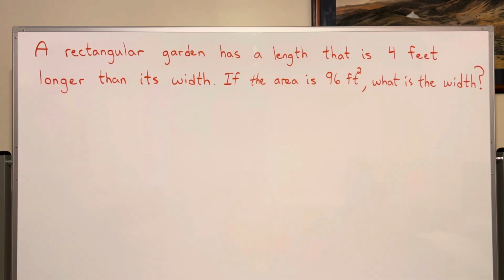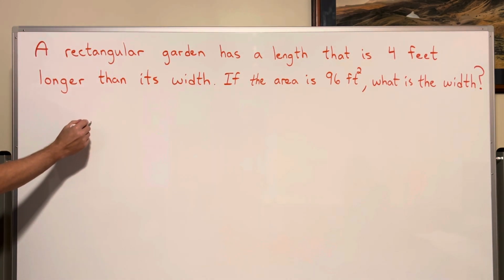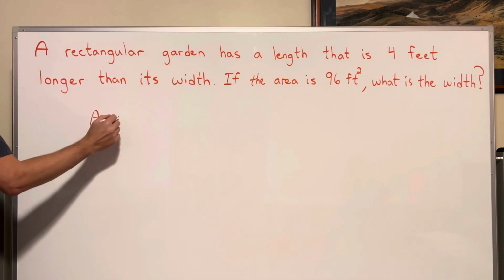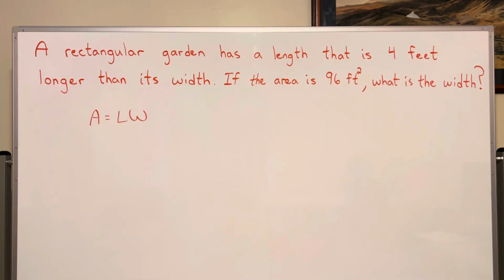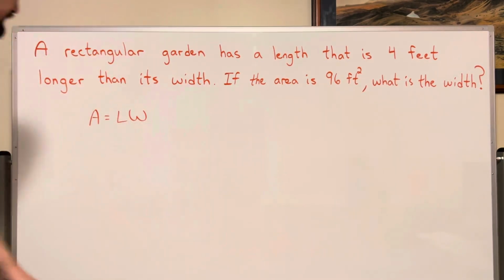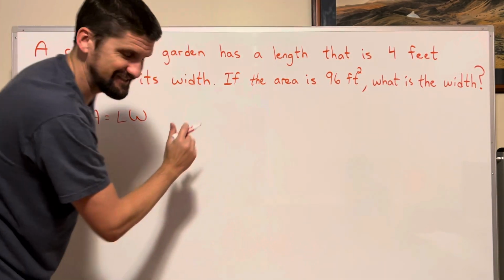Well, remember the area of a rectangle is length times width. That's the formula for area of a rectangle. Now we have the area, 96.